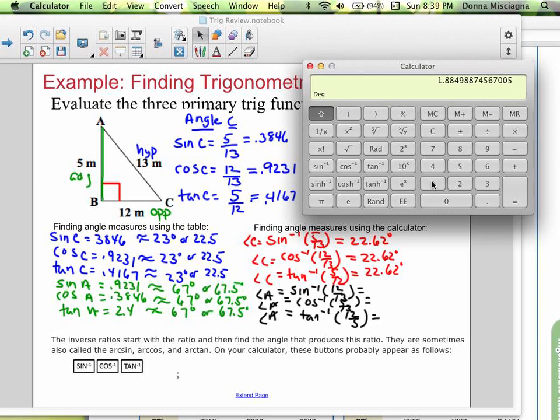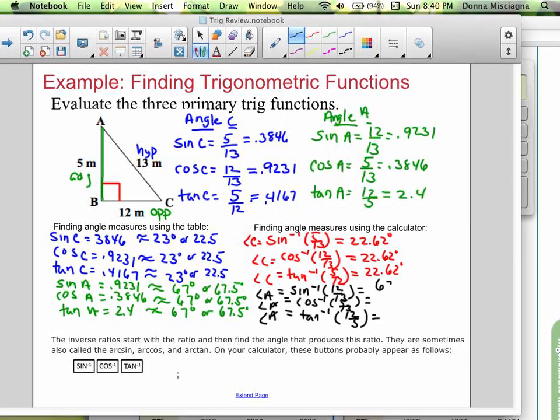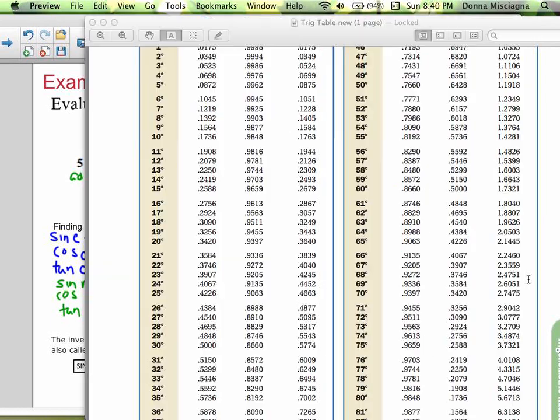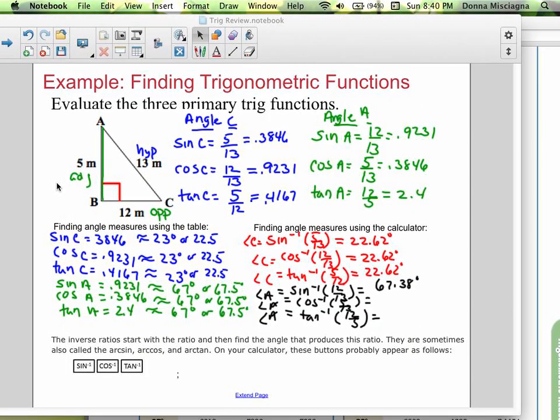All right, so we have 12 divided by 13 equals, and now let's hit arc sine. So now we get 67.38 degrees. Notice we said it was 67 or 67.5 degrees using our table. So let's write that one down. 67.38 degrees. And oops, I don't need the table anymore. We're done with the table. I just needed the calculator.